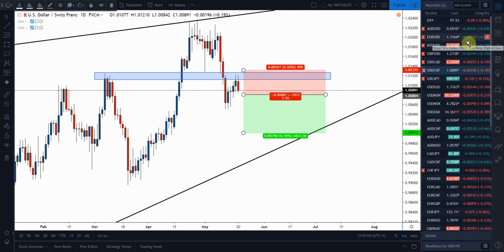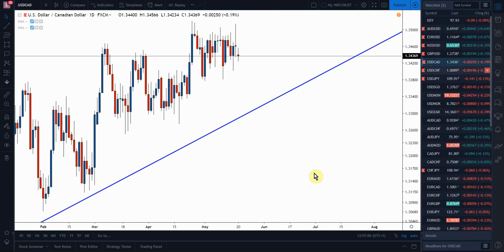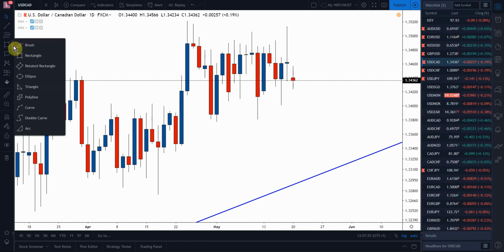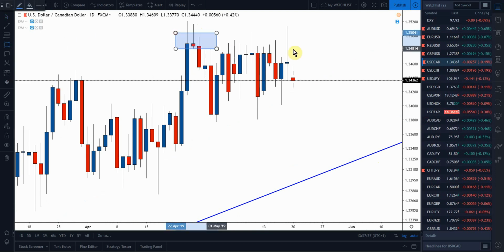Let's have a look at dollar CAD, that's of interest to us as well. You can see there's a kind of a little range going on here, but as soon as buyers come into this area, you can see by the wicks, sellers just come in, you know, so this is a great area to have a sell limit set, you know, anywhere around here.